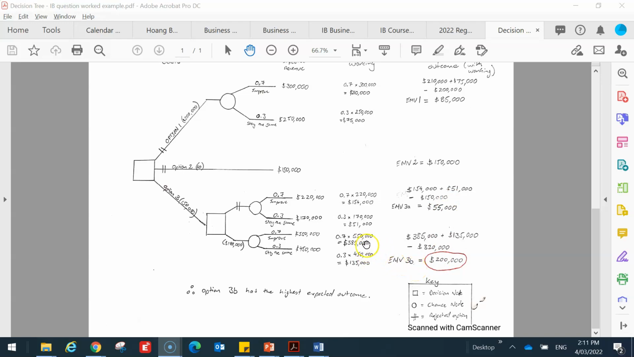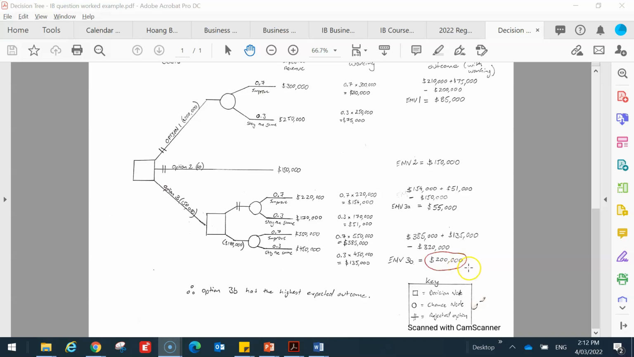again adding these two together, 385,000 plus our 135,000, and then we take away the costs of not only those legal costs, but the additional 170,000 in costs for option 3B, right? So if you're wondering where this 320 comes from, it's simply this 150,000 plus our 170,000 together. There it is, okay. Right, and what's the outcome? Well, our expected monetary value for 3B is 200,000.